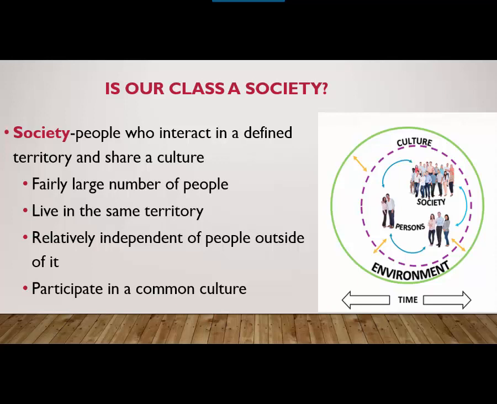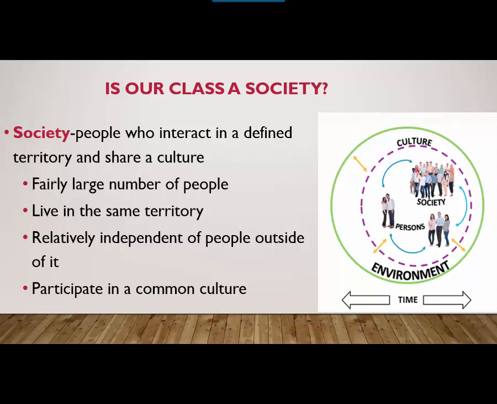So if we look at this criteria, our class isn't a society for a variety of reasons. First of all, even if I combined all of my classes, we maybe are just still not a large enough group to meet that large number of people. However, even if there were thousands of us, then we still would run up against the fact that, according to that third bullet point, we are not relatively independent of people outside of our class society.